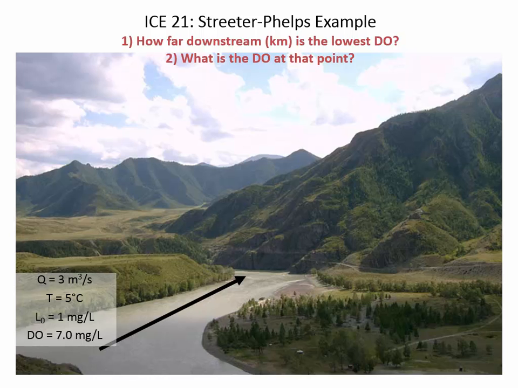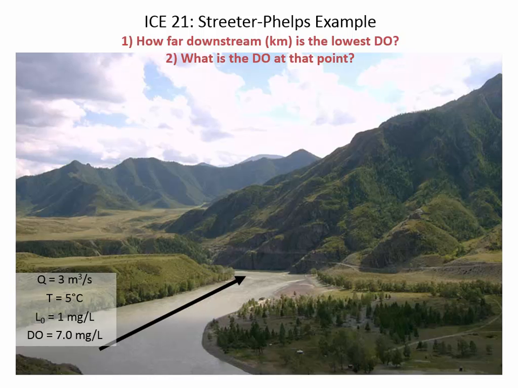L0, that's how much BOD is in the water just before we add in our wastewater. So upstream, before it mixes, there's some BOD. And then the dissolved oxygen concentration, we measured it before any mixing, we measured it at 7 milligrams per liter.